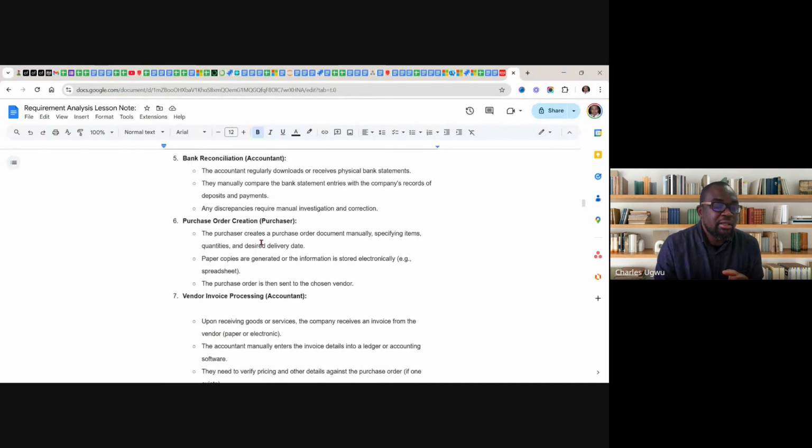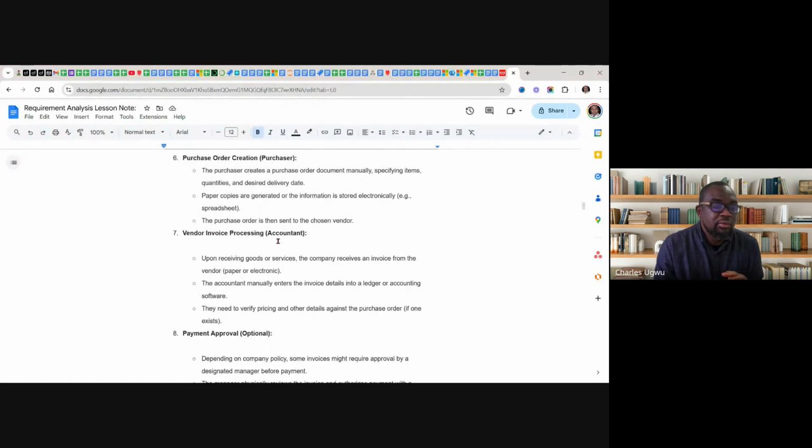Purchase order creation from the purchaser. The purchaser creates a purchase order document manually, specifying items, quantities, and desired delivery dates. Paper copies are generated or the information is stored electronically, for example in a spreadsheet. The purchase order is then sent to the chosen vendor.